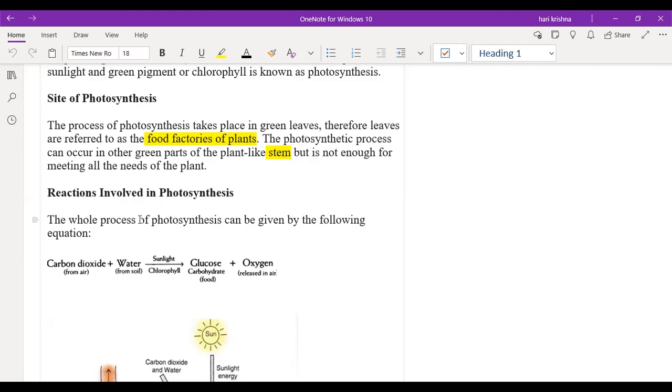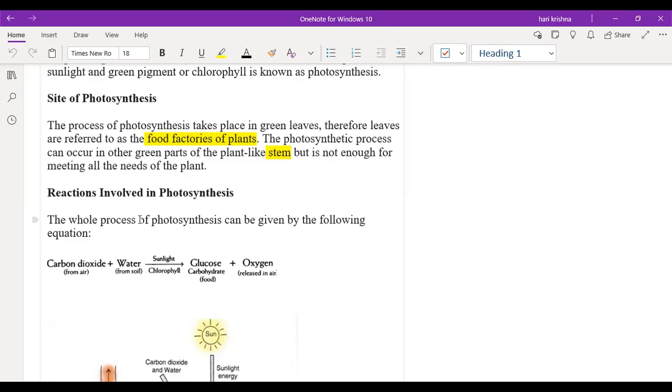What is the site of photosynthesis? Is it only the leaves? No, sir. Stem and leaves, the green parts of the plant which have chlorophyll.